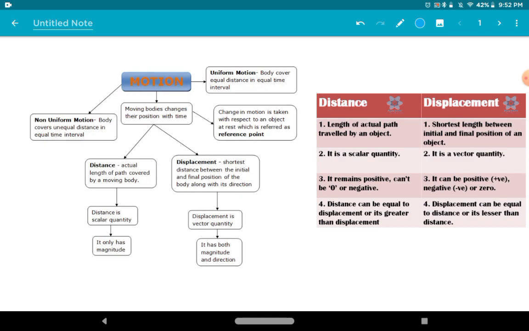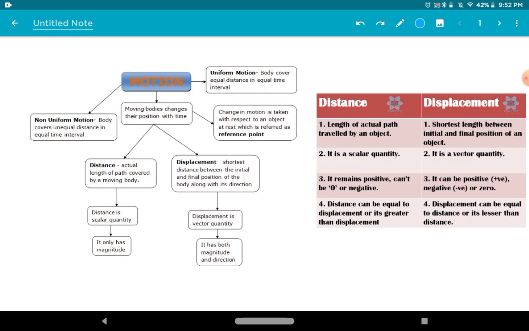And displacement can be either positive, negative, or zero also. Like displacement तो positive भी हो सकता है and negative भी हो सकता है and zero also. Like अगर I travel from this point and then come again to this point, then my displacement will be zero. So distance can be equal to the displacement or it's greater than the displacement.